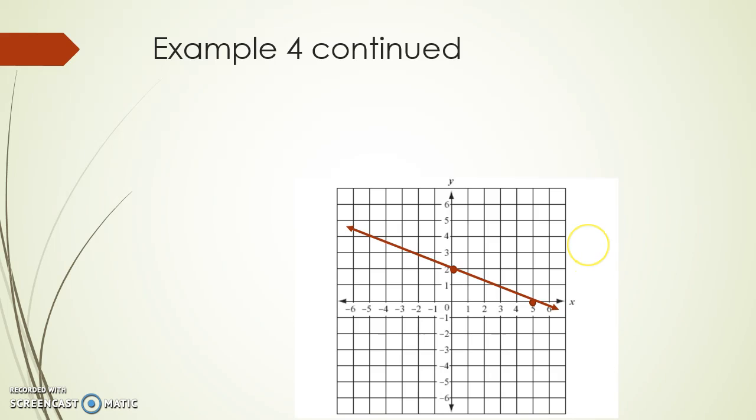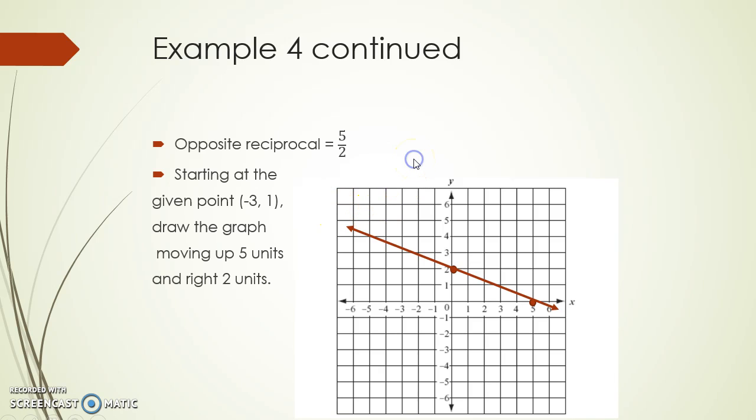Here we have the same line. Since it is a perpendicular line, we have to take the opposite reciprocal. The opposite means that since it was negative, it is now positive. And the reciprocal means we flip the fraction. So instead of negative 2/5, we have a positive 5/2. That's going to be our new slope.